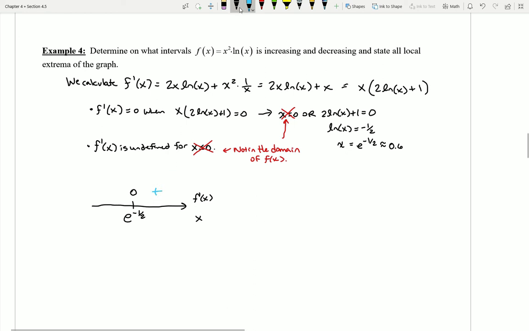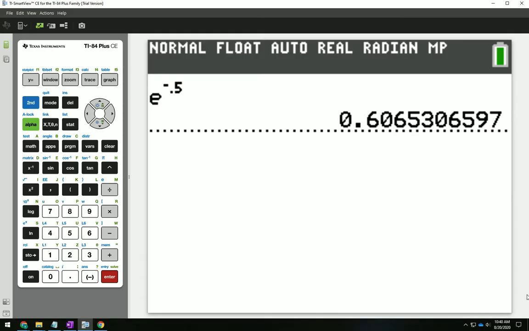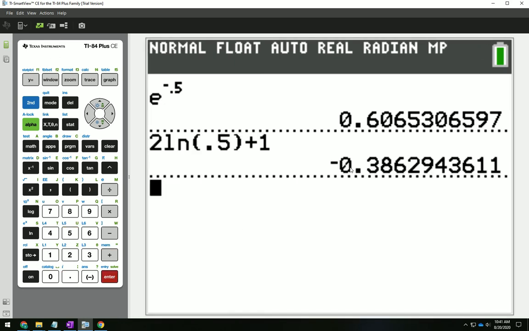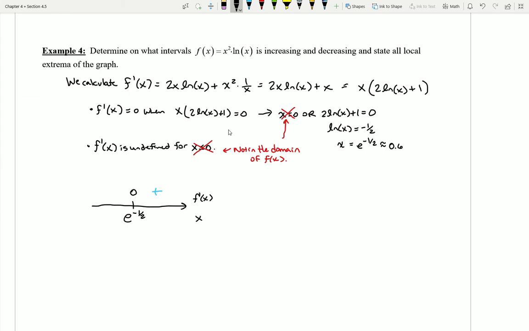Now if I plugged in something else, say something smaller than 0.6, how about I plugged in something like a 1/2? Well, then this piece here would be positive, and I'd have to double check here: 2 times the natural log of a half plus 1. Well, let's see. That's going to come out as a negative amount. And so I could see that if I plug in a value like a 1/2, I'm going to get a result here that's negative.